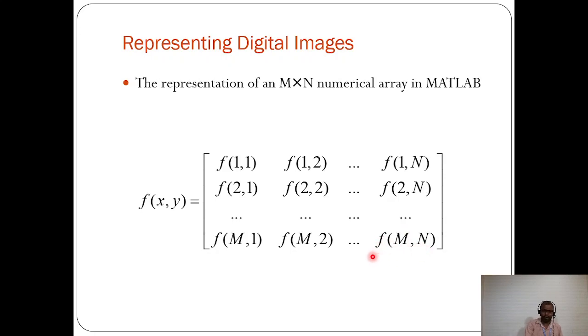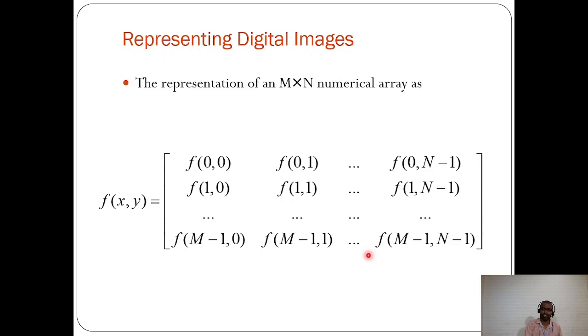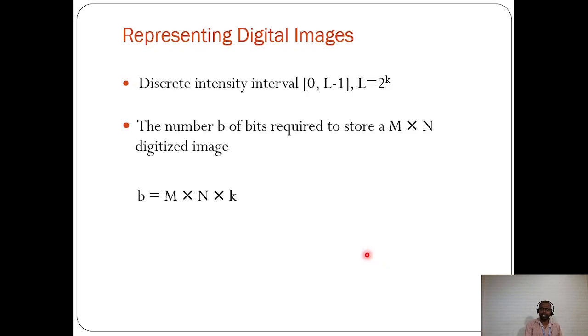So you can use the matrix representation for the particular image. Suppose you take one image, and the image size is m cross n. How many bits are required for storing this particular image? I want to store this m cross n image, and for storing it, how many bits are required? Here b is the number of bits required for storing the image m cross n.